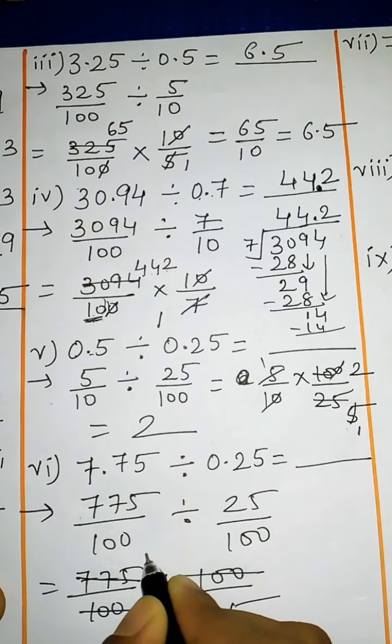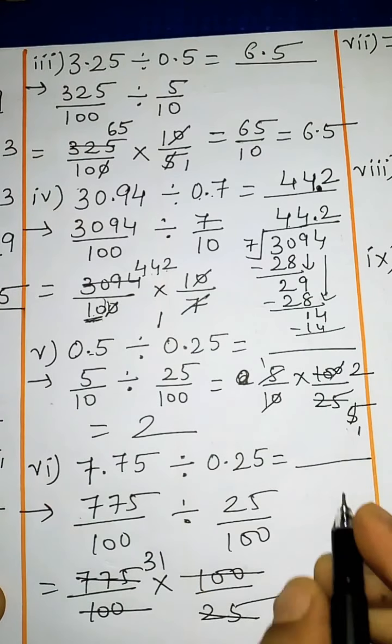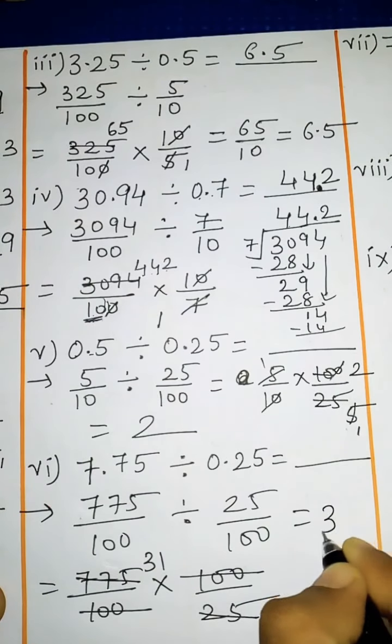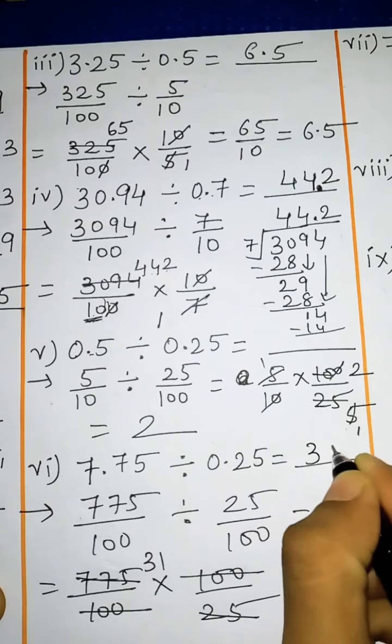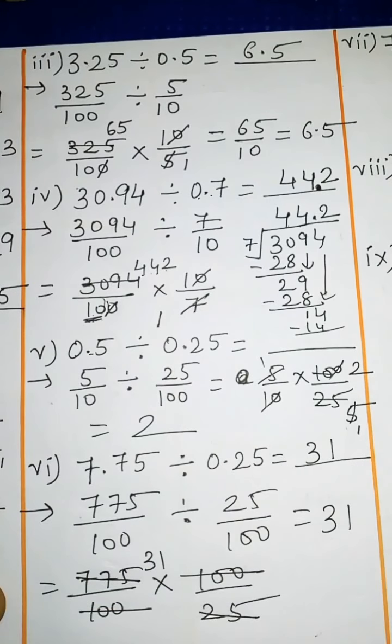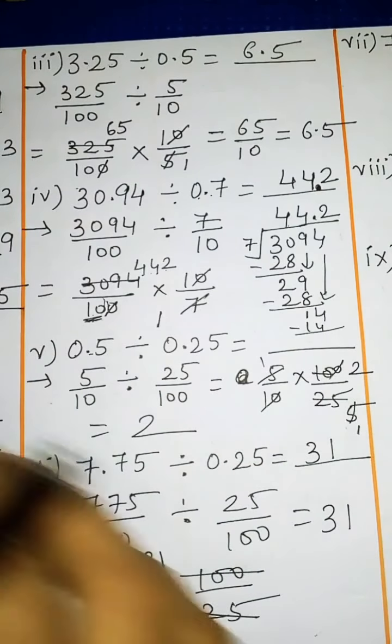So our answer is 31. So 31 is the answer of the sixth one. So our sixth answer is 31.